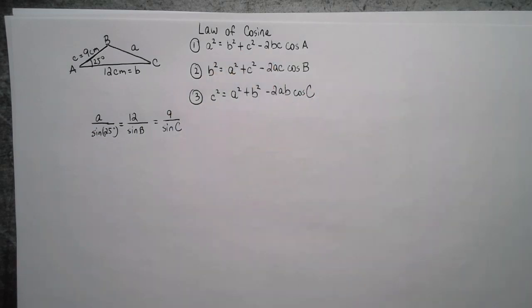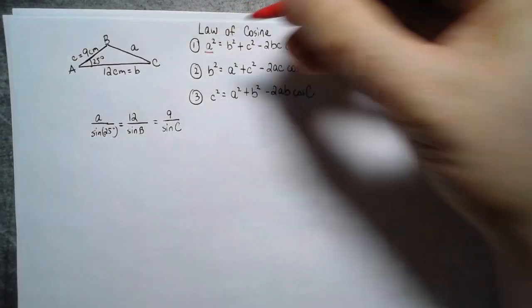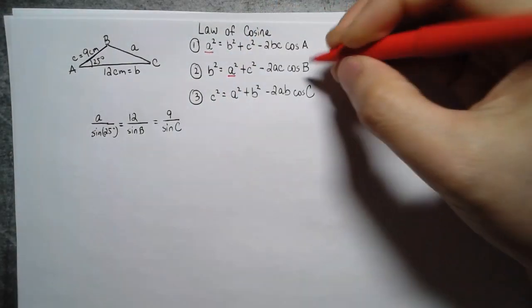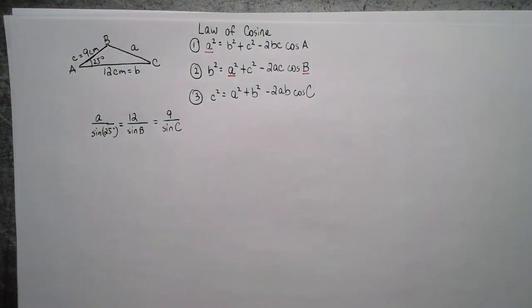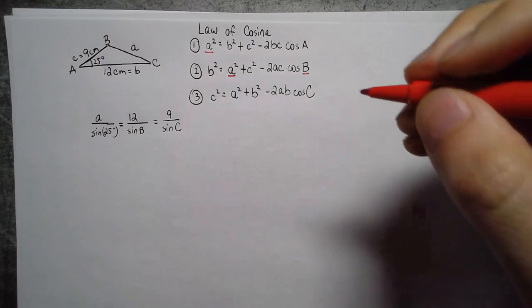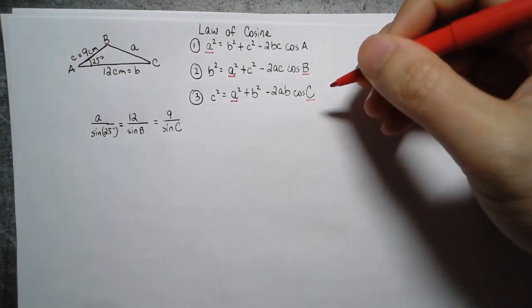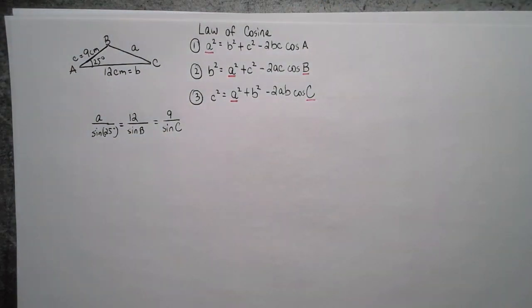Now in this situation, there is only one equation we can use, because if you look at the first equation, only side A is missing. We do have side B and side C and angle A, so we can use the first equation. We cannot use the second one because side A is missing and also angle B is missing. So there's two things missing. We can't use equation 2. In equation 3, we have side C. We're missing side A once more, but we are also missing angle C, and therefore we cannot use the third equation because two things are missing.